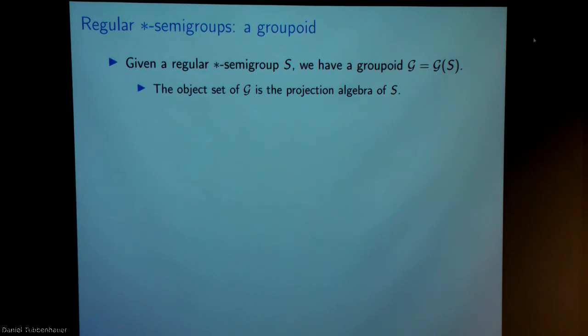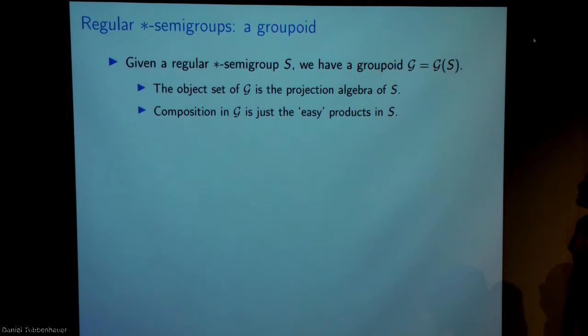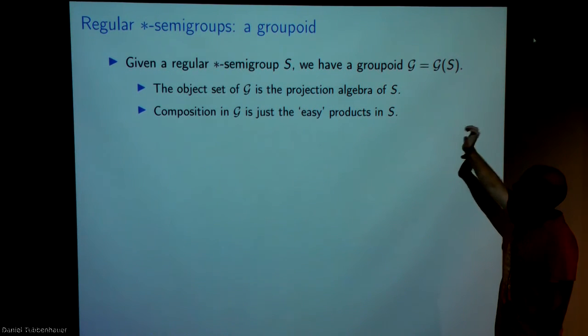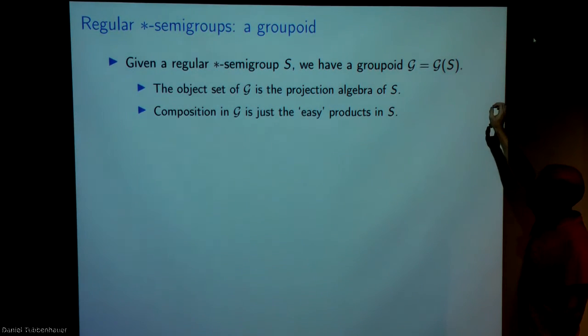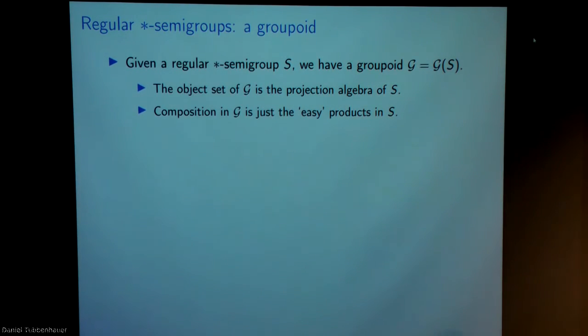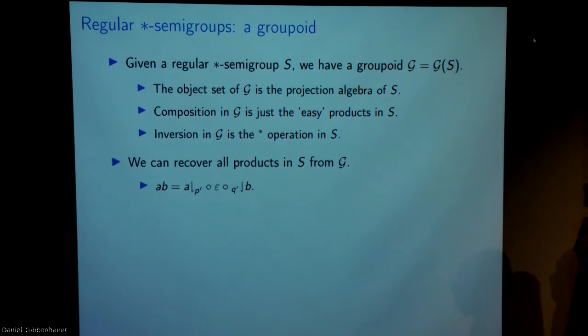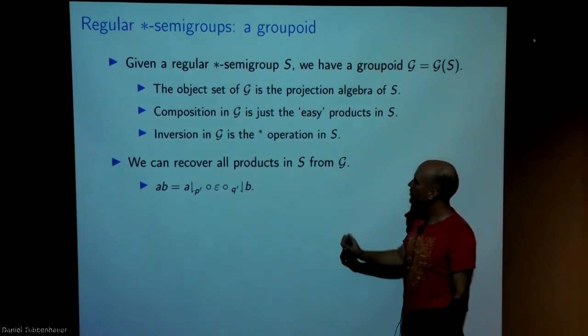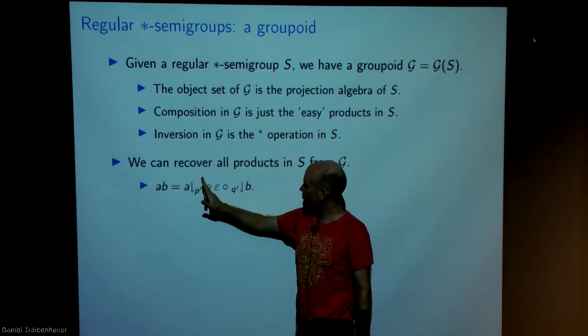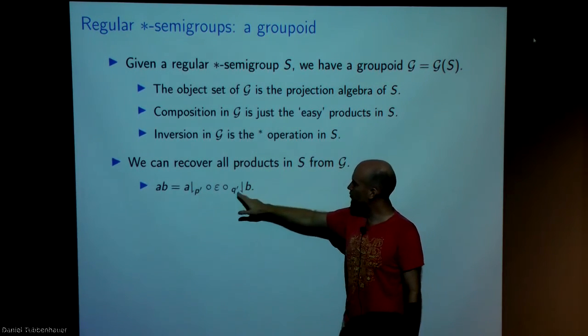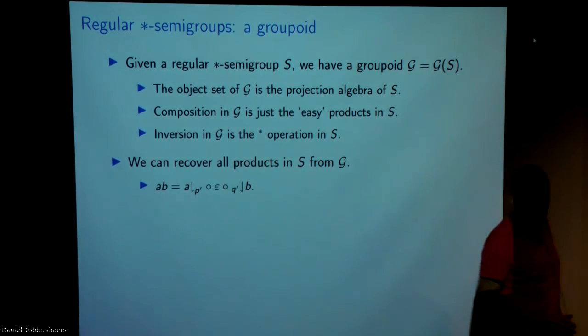All right, so the basic philosophy is we've started with a regular star semigroup. We've made a groupoid. Okay, the object set is a projection algebra. The compositions are just the easy products. Inversion is just the involution. And it turns out that it's possible to recover all products, not just as a restriction of A with a restriction of B, but we've got something else in between.